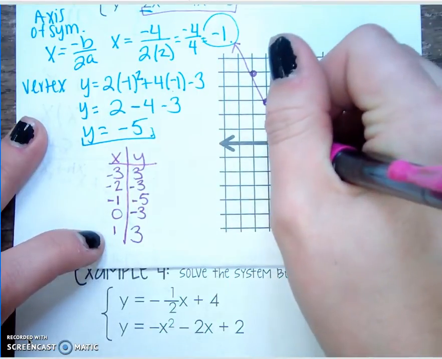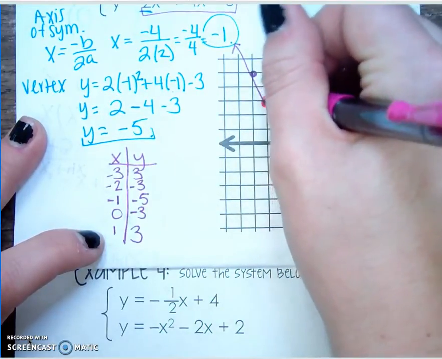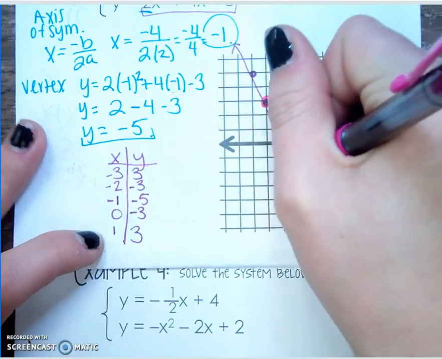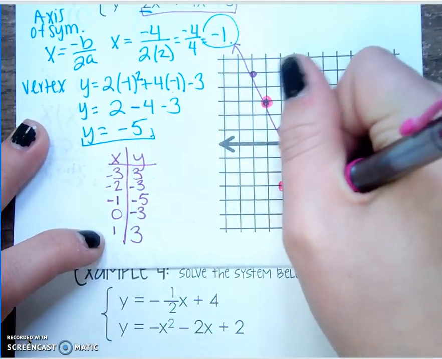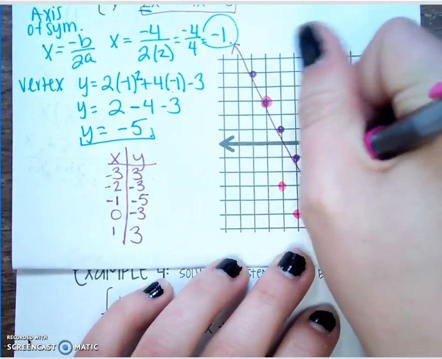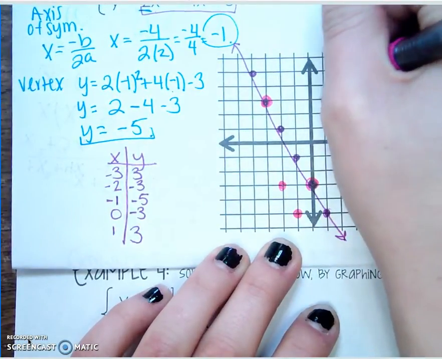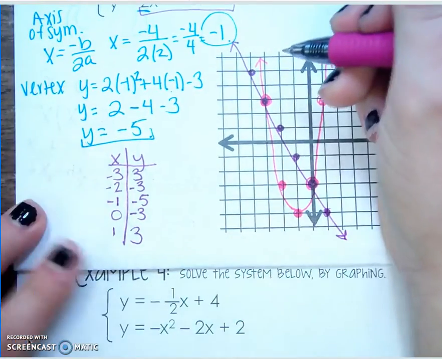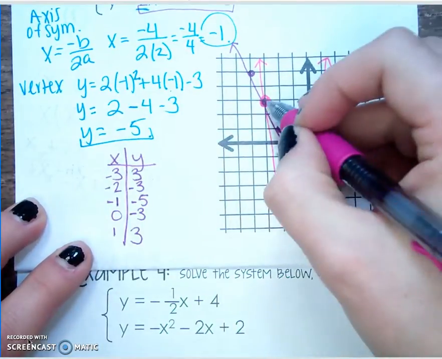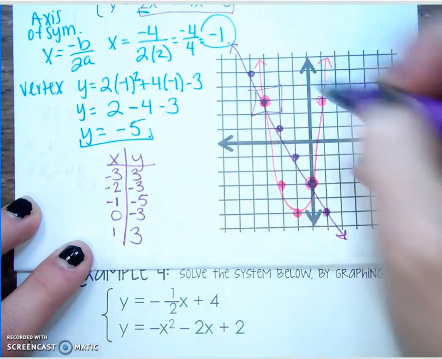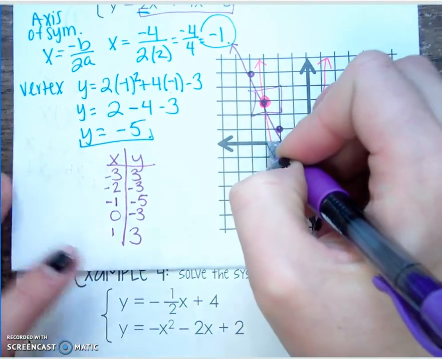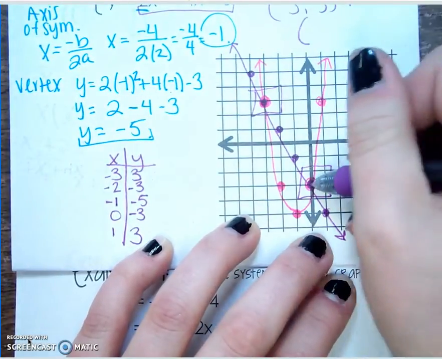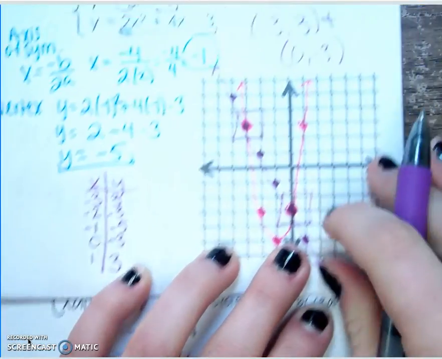So negative 3, positive 3, oh, here's a point, that's a double point. Negative 2, negative 3, negative 1, negative 5, 0, negative 3. There's a double point. And then 1, 3. There's my parabola. And I have two solutions, right here and then right here. My points are negative 3, 3 and 0, negative 3. Those are the points of intersection. Oops, sorry.